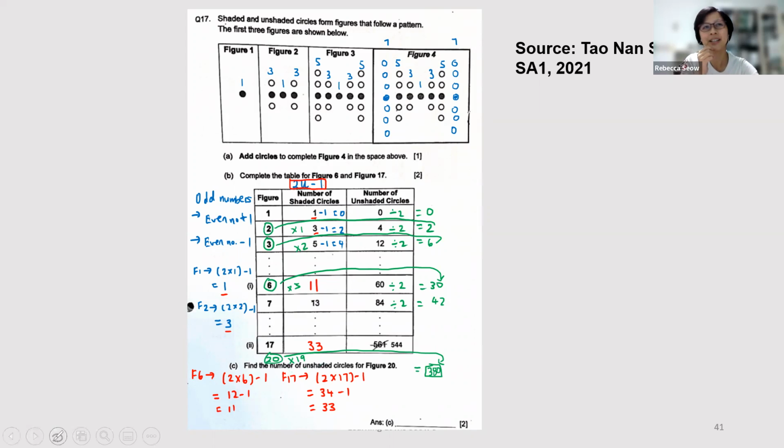Now, 380 is not what I want to find. What I want to find is, in actual fact, the number of unshaded circles. So how do I get back this number here? Well, I work backwards in order to get this. I would need to multiply 380 by 2. So from here, I will be able to get 760. So 760 will be the answer for C.